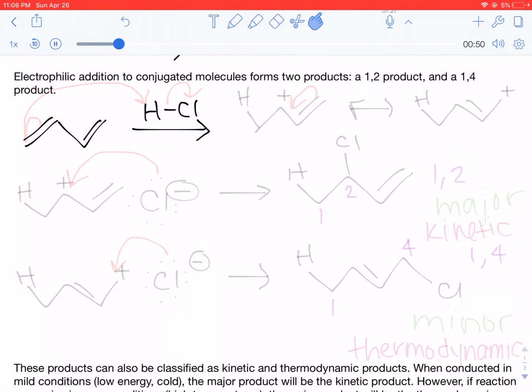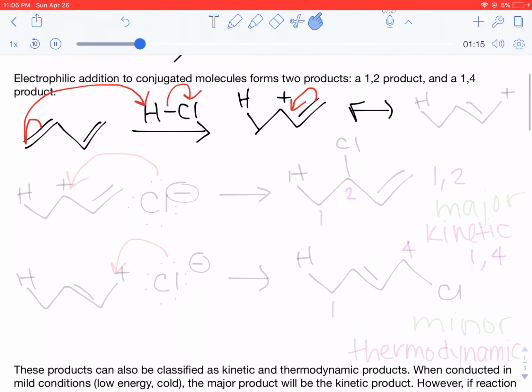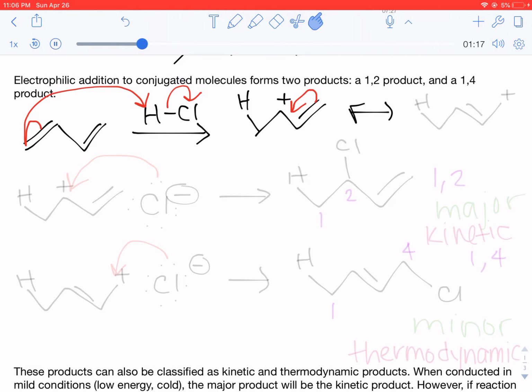In the first step of this reaction, the double bond is going to act as a nucleophile and attack the hydrogen, which will bounce the electrons to the chlorine. This will form a carbocation intermediate, and the hydrogen will add to the first carbon. This carbocation can undergo resonance. So, the electrons from this pi bond will form a new pi bond, creating this molecule with a positive charge on the fourth carbon.